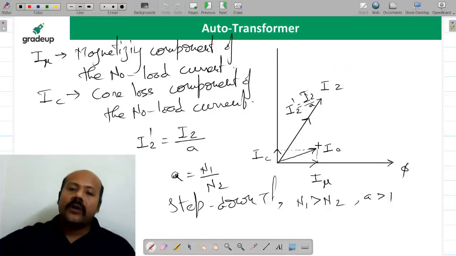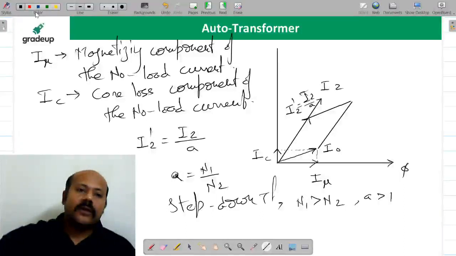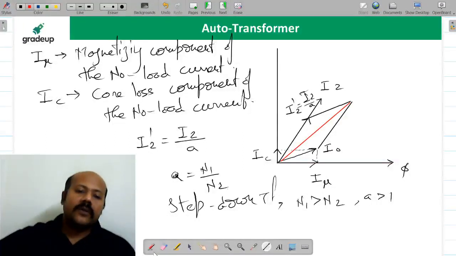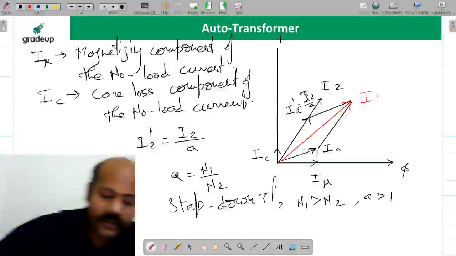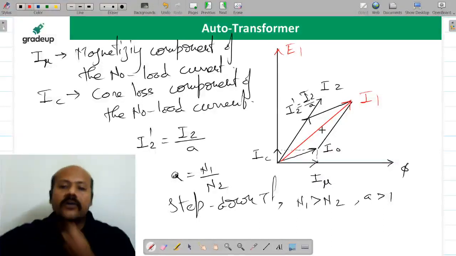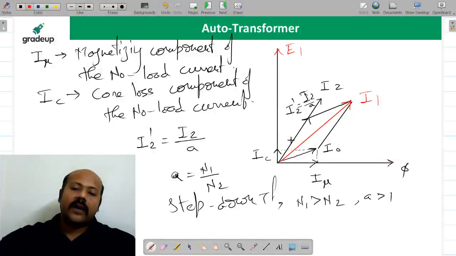Now the phasor sum of this no load component and this I2 dash current is going to give you what? It is going to give you the I1 current. So what is going to be your I1? I1 is going to be something like this. This is going to be your I1. I hope it is clear to all of you. And suppose this is E1. So this is how the different currents in a practical transformer look.